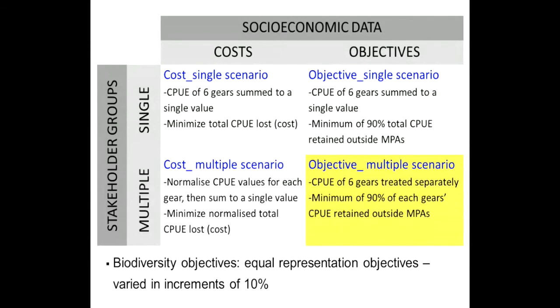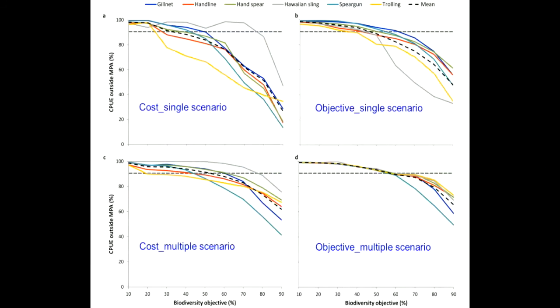So we have the data and we have the scenarios. To plan the protected areas, I used MARZone for the objective scenarios and I used MARXAN for the cost scenarios. So here are some results, and on the x-axis you have biodiversity objectives, and on the y-axis you have the percentage of CPUE retained outside MPAs. And the different lines here relate to the different kinds of gears.